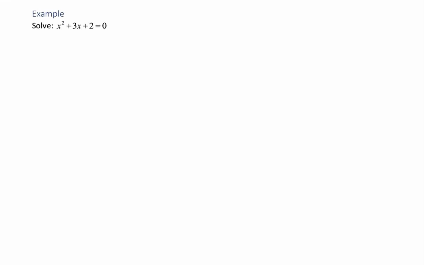Up next, notice this quadratic has already been set equal to 0. So from here, we will factor. We're looking for two numbers whose product is positive 2 and whose sum is 3. Those two numbers are 2 and 1. Once we've factored, we will set each of those two factors equal to 0.